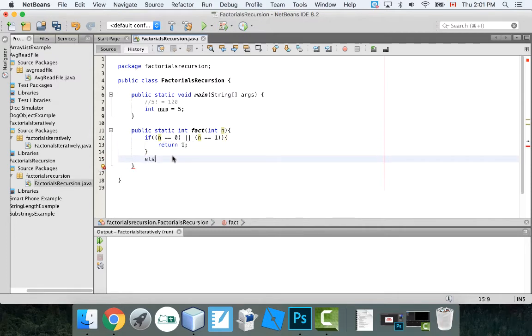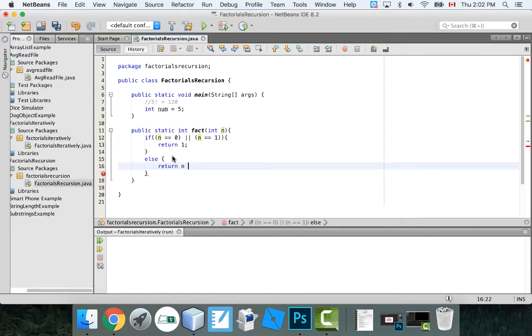If it's anything else, I'm going to return n times the factorial of n minus 1. So what's going to happen is, if it comes in with a 5, is 5 a 0 or 1? No. So it's going to return 5 times the factorial of 5 minus 1, which is 4. Then when we get to the 4, it's going to say, is it a 0 or 1? No. So we're going to return 4 times the factorial of 3. So it keeps making this big chain, basically. And this is how you can solve it recursively.